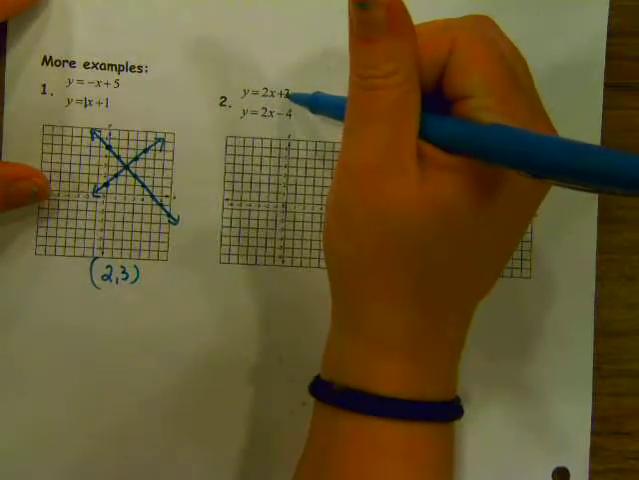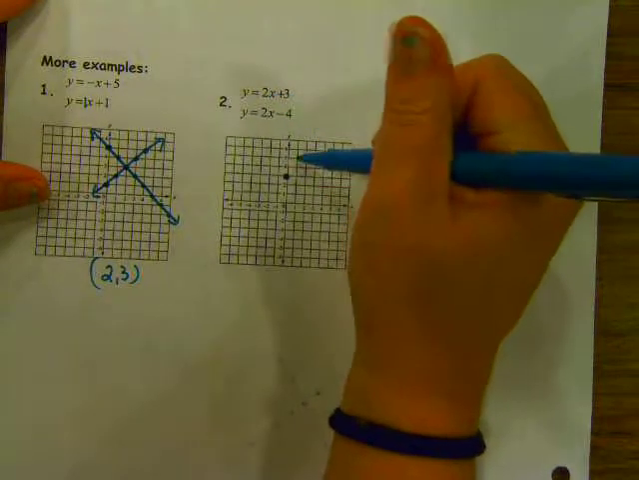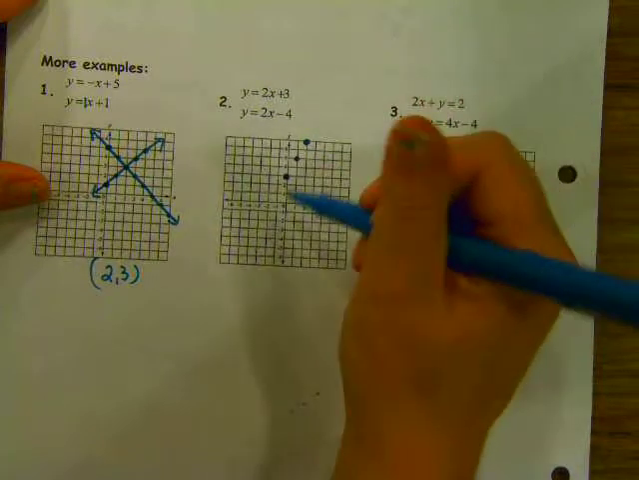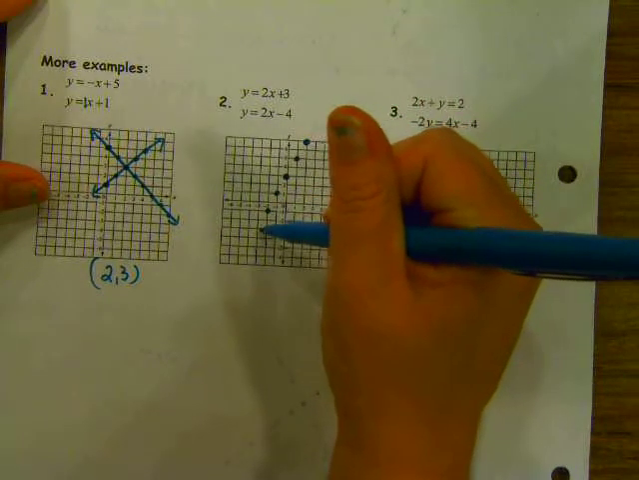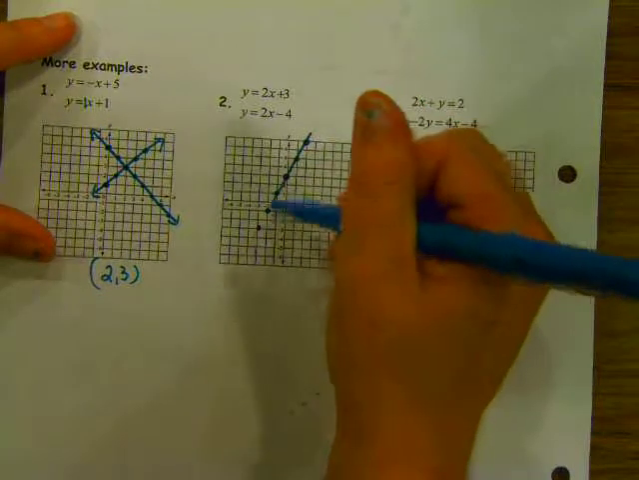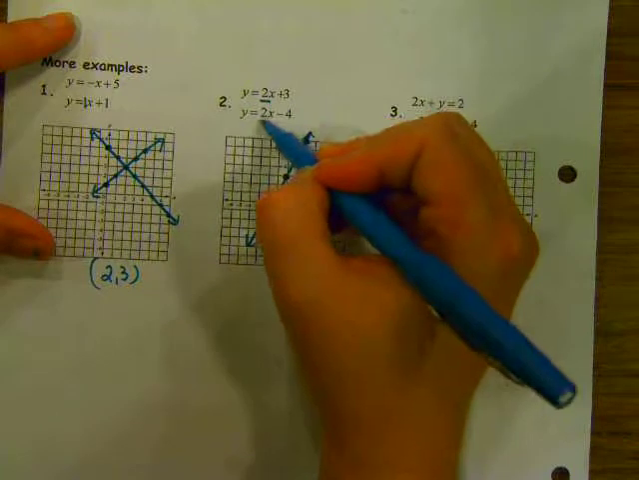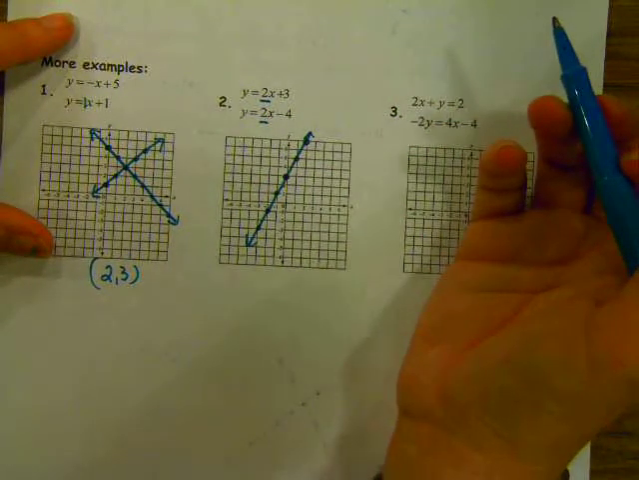So I'm going to start at +3, and then the slope is 2, so up 2 over 1, up 2 over 1. Okay, 3 points is okay. Maybe I'll just continue it a little bit further. Now some of you probably have already picked up based on the two equations. That's the first equation, and you notice that the slopes are the same. We've already talked about that. Parallel lines have the same slope.